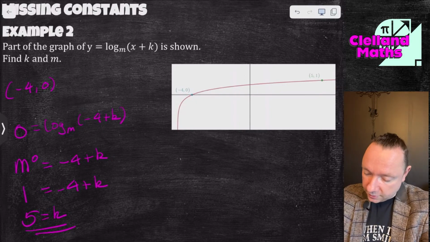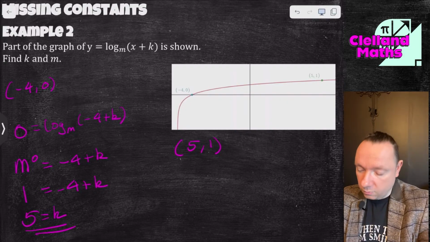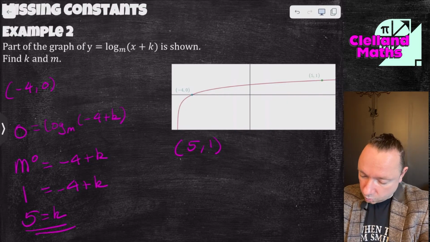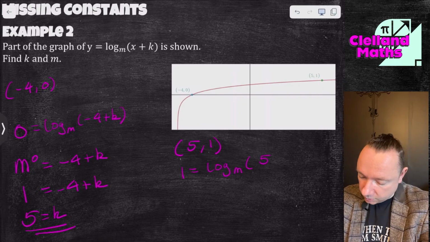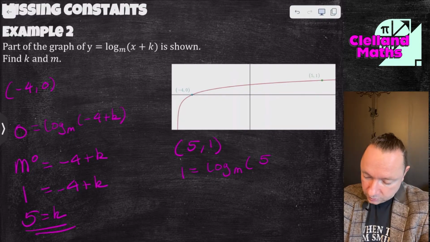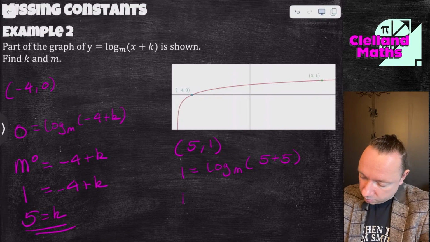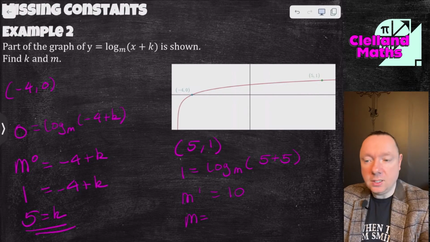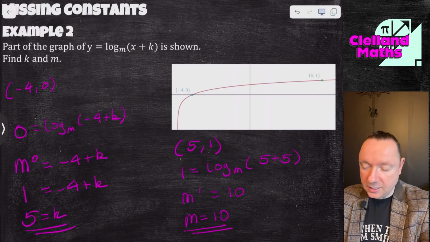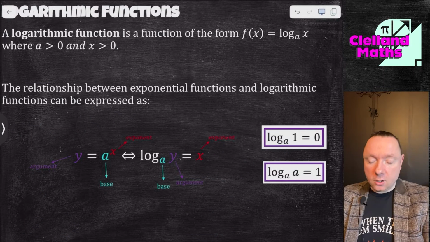And then looking at our 5, 1, well, we've got y, which is 1, equals log base m of 5 plus k. Well, we now know k is also 5. So that means that m to the power of 1 equals 10. So m equals 10, and we're done there. The base is 10.